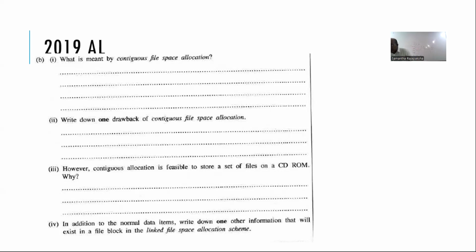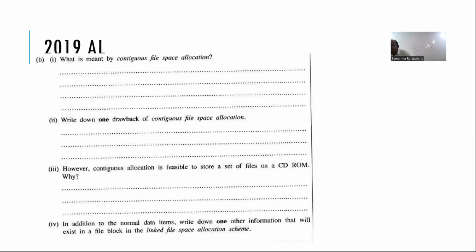However, contiguous allocation is feasible to store a set of files in the CD-ROM. Why? Because files are written once and never modified, so fragmentation never occurs and space will always be available for us. Because ROM means read only, we don't write. We get the problem when we write and extend. Otherwise, we don't get the problem.